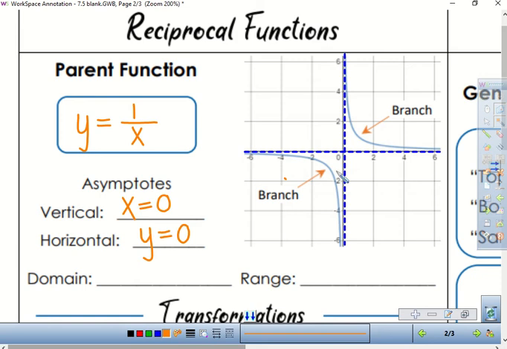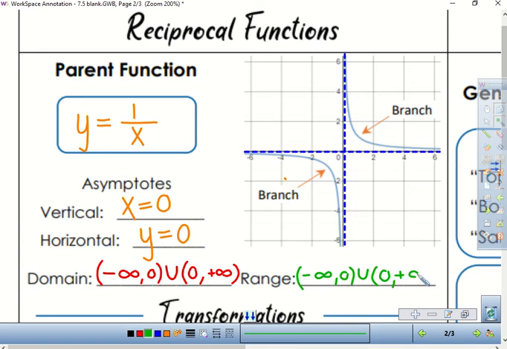And then lastly, we'll talk about the domain and range of this. This function is defined on every x value except for which x value can it not touch? 0. So from negative infinity to 0, union 0 to positive infinity. And this graph is defined on every range value except for 0. As you can see, it doesn't touch this value right here. So from negative infinity to 0, union 0 to positive infinity. That's its domain and range.